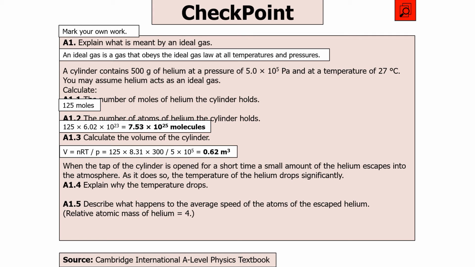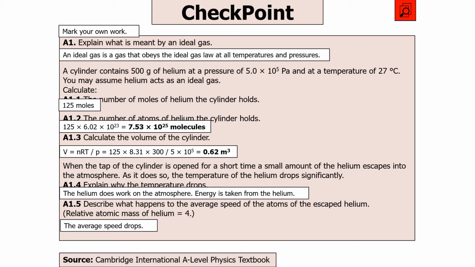The temperature drops because the helium does work on the atmosphere as it expands into the atmosphere, so energy is taken from the helium as it expands out, and therefore its temperature will drop. Remember, work is done when it compresses and work is done out of it when it expands. As the temperature goes down, the kinetic energy goes down, so the average speed of the particles will drop.